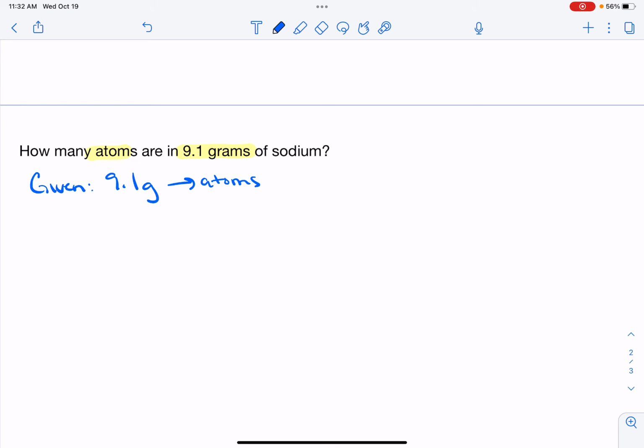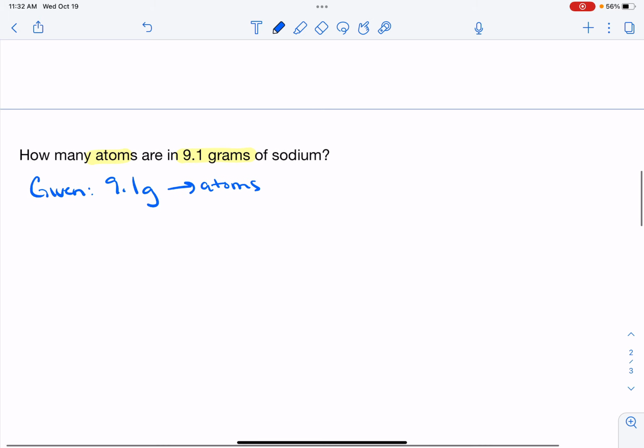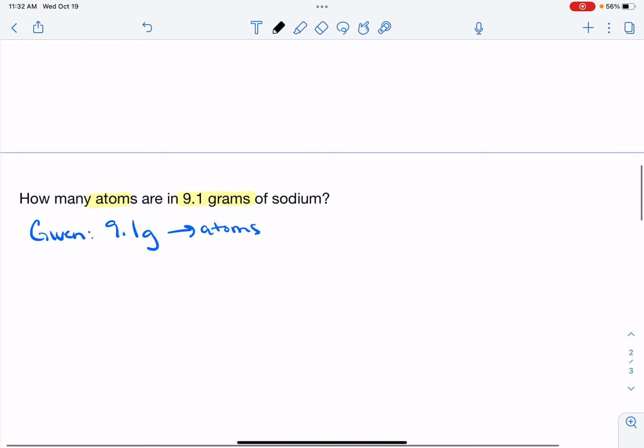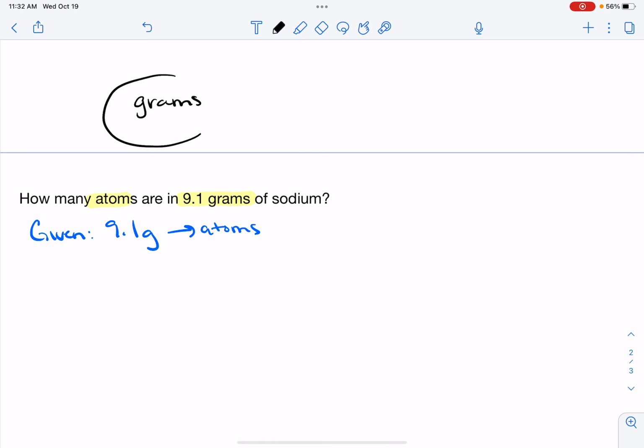So when we're trying to convert from grams to atoms or atoms to grams, it's going to be a two-step problem. And the reason is that if we're going from grams, we can only convert that to moles, because that's what our molar mass is going to tell us. And then we can convert moles to atoms.